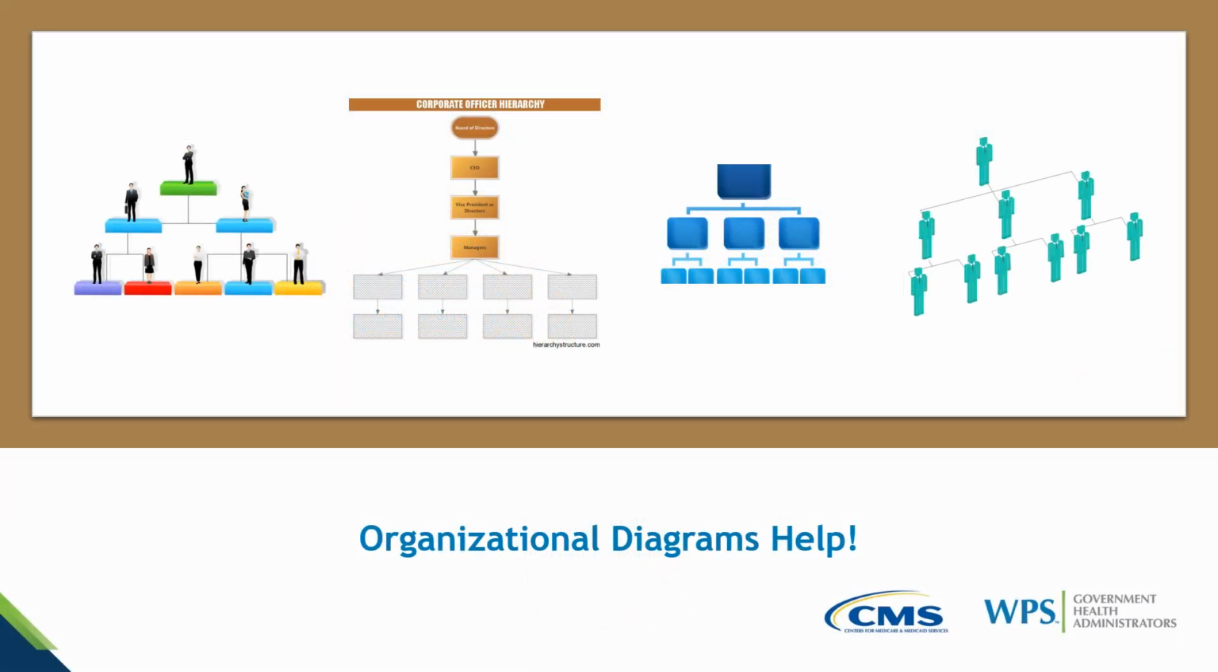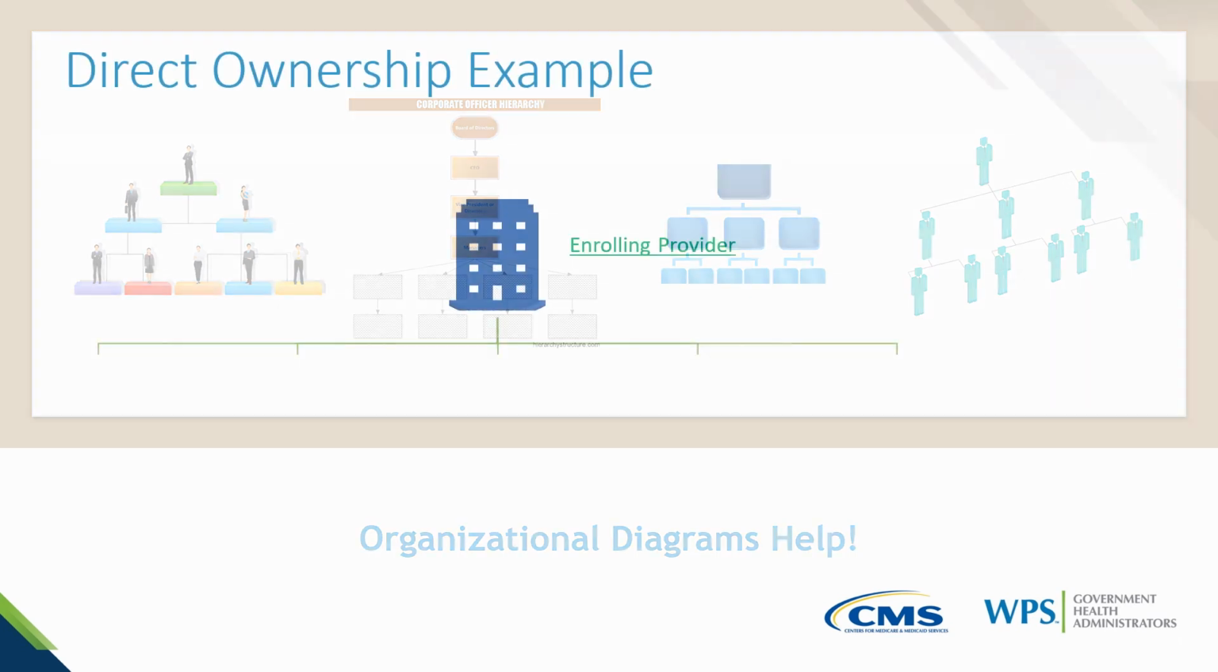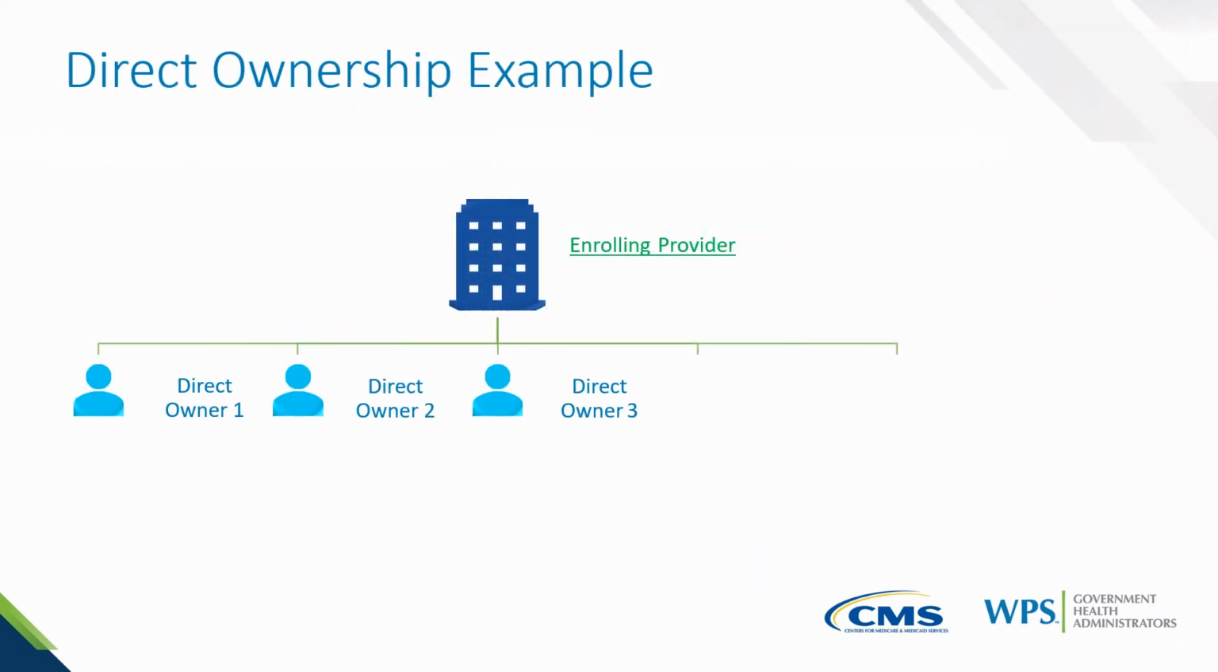Before we begin, I want to point out these examples are set up like an organizational structure diagram. If you have access to something similar for your provider, it will help you when completing the CMS 855 application. Our first example represents a provider that has 5 direct owners. The enrolling provider is not owned by any parent or holding companies. In this scenario, all 5 individuals would be reported as direct owners of the enrolling provider.